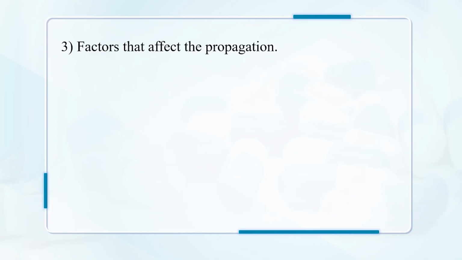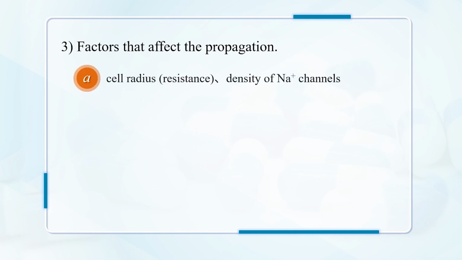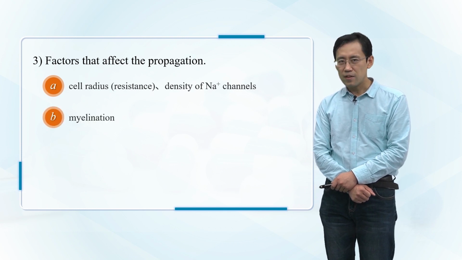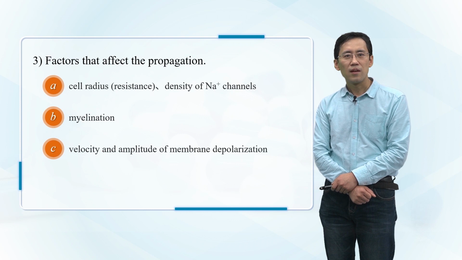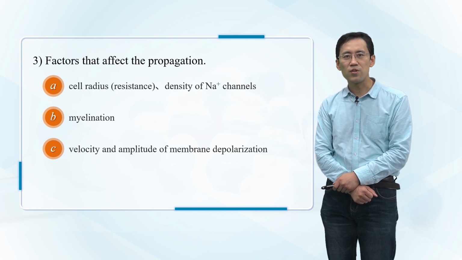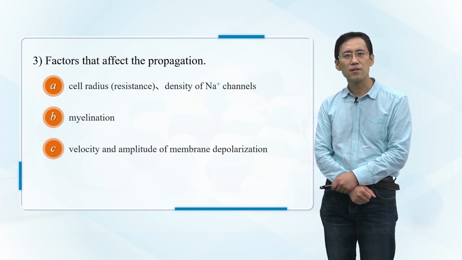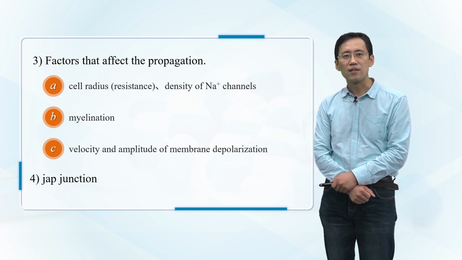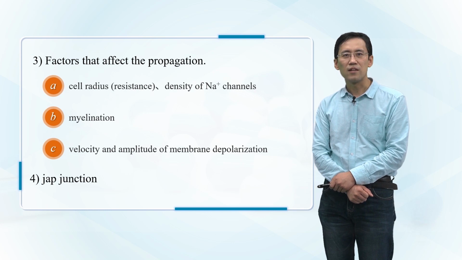The factors that affect the propagation include the cell radius, which will affect the resistance, the density of sodium channels, the myelination, and the velocity and amplitude of the membrane depolarization. The gap junction will also affect the propagation.